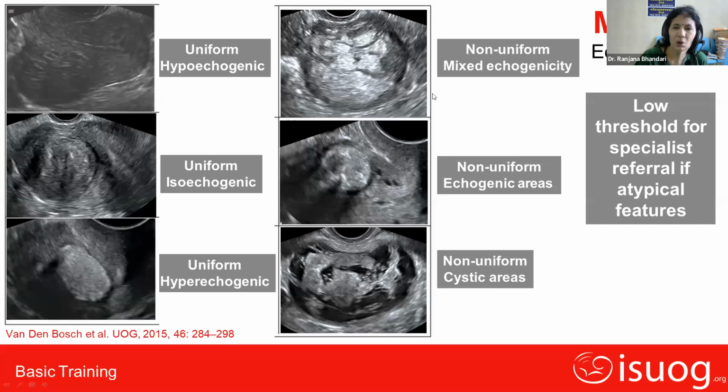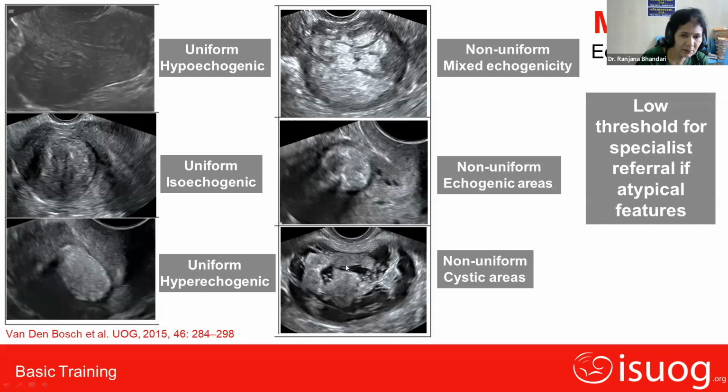Now let us look at the non-uniform myomas. This one is mixed echogenicity. See, this is a hypoechoic area and this is a hyperechogenic area. So this is non-uniform. It's a heterogeneous, inhomogeneous mass, having hypoechoic as well as hyperechoic areas. And in this case, not many echogenic foci are seen, maybe because of calcifications. Here, more echogenic foci are seen within the myoma. So it is non-uniform with echogenic areas.